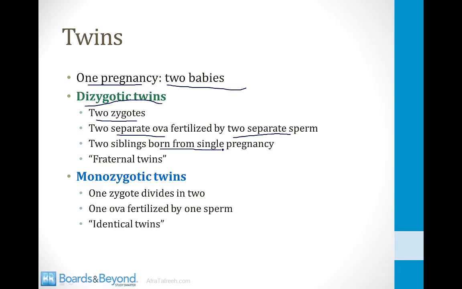These two babies came from a different egg and different sperms. They are like brothers or sisters. They just happen to be delivered at the same time. And these are sometimes called fraternal twins. The word fraternal means like brothers, and these are twins that are like brothers.